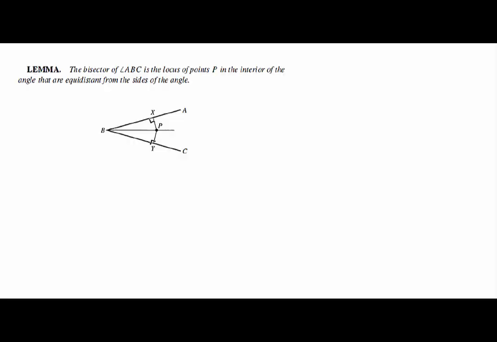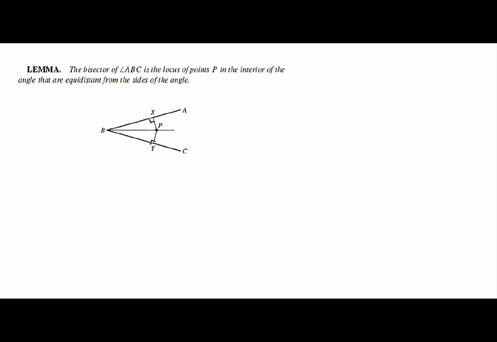Alright, so our first result in this lesson is a lemma, and the lemma is stated as follows. The bisector of an angle ABC is the locus of points P in the interior of the angle that are equidistant from the sides of the angle.